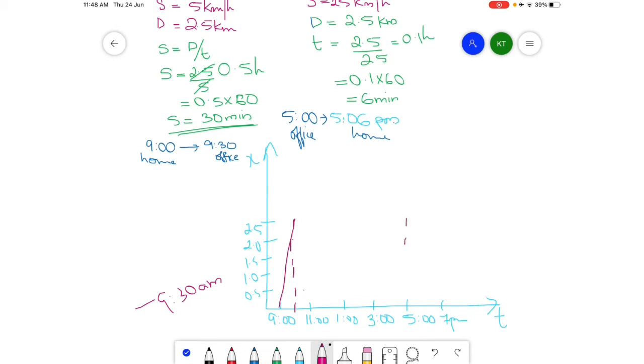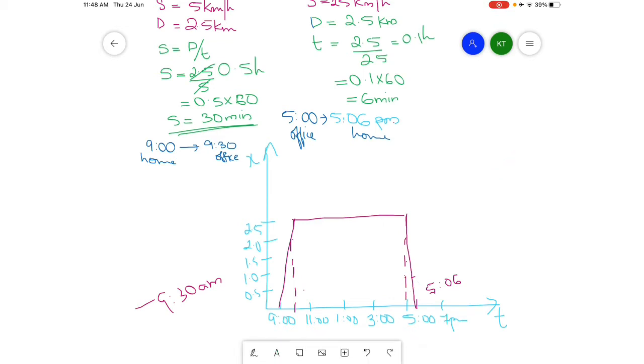Now, what happens till 5 p.m.? She's at her office, right? So from 9:30 to 5, she's at her office. Now, what about 5:06? At 5:06, she returns to the position where she started her journey from. So this is the XT graph of her motion.